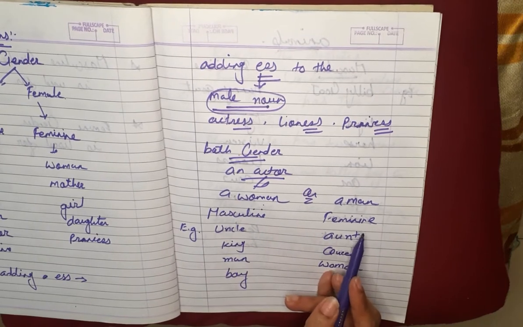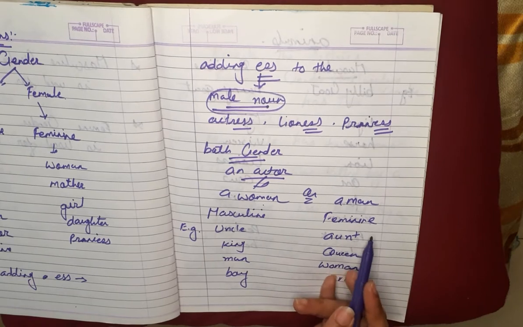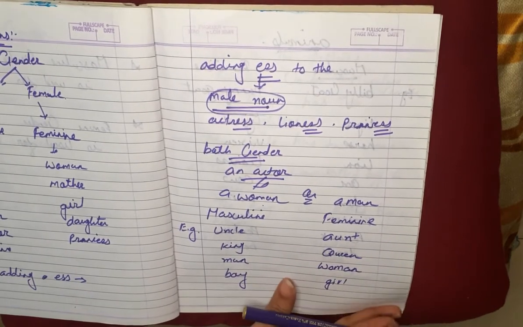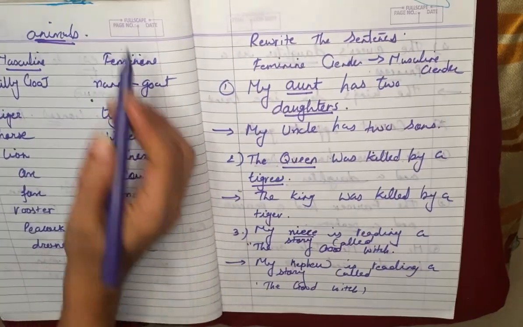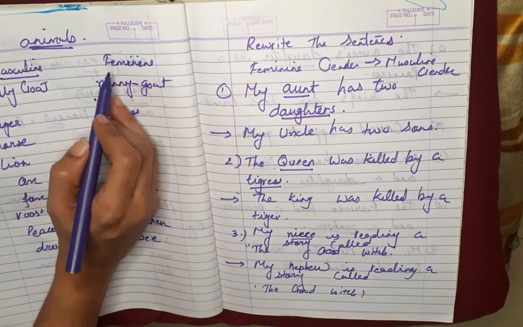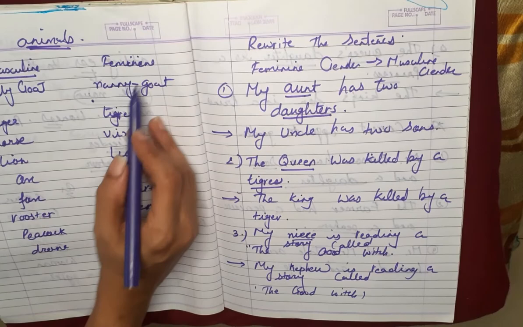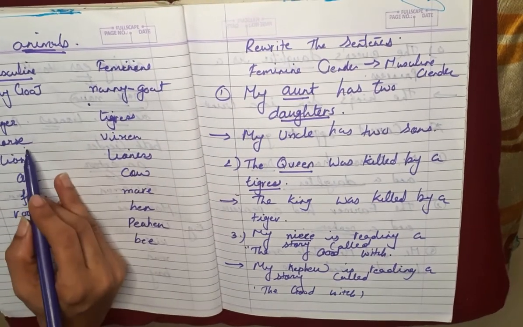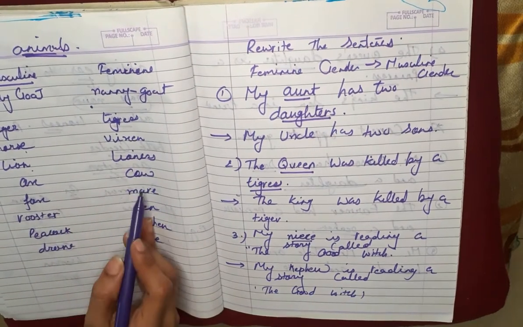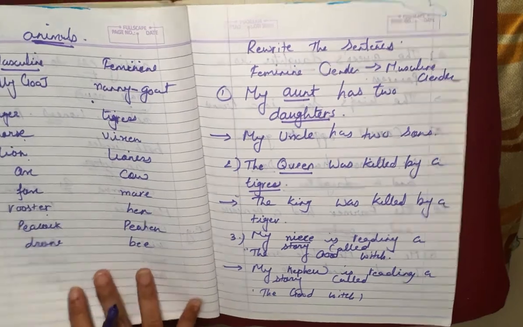Masculine gender and feminine gender. For example, uncle is a masculine gender. We have to convert it into a feminine gender. Uncle, aunt, king, queen, man, woman, boy, girl. There are animals also. We have masculine animals and feminine animals. Billy goat is a masculine gender. Nanny goat is a feminine gender. Tiger, tigress, horse, vixen, lion, lioness, ox, cow, fox, mare, rooster, hen, peacock, peahen, drone, bee.